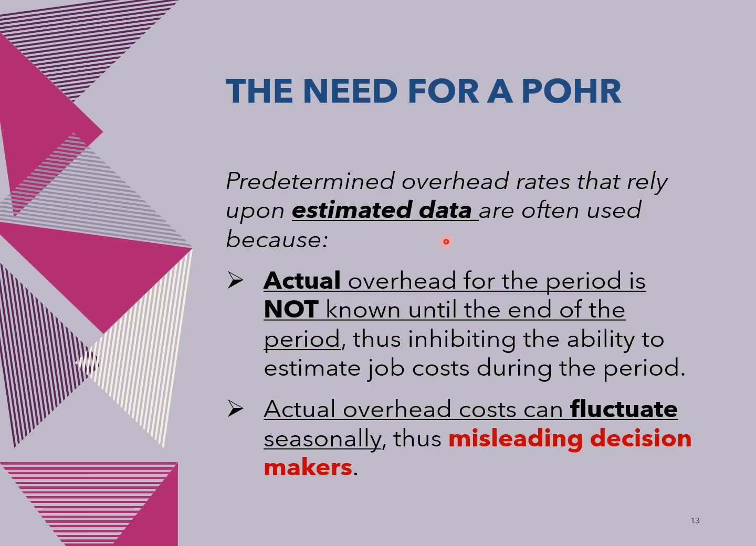Predetermined overhead rates that rely upon estimated data are often used because actual overhead for the period is not known until the end of the period, thus inhibiting the ability to estimate job costs during the period. Actual overhead costs can fluctuate seasonally, thus misleading decision makers.